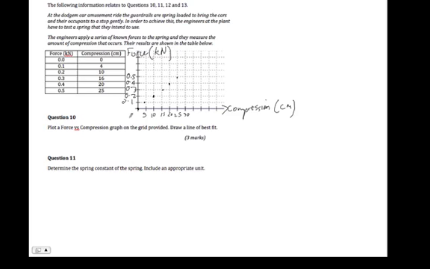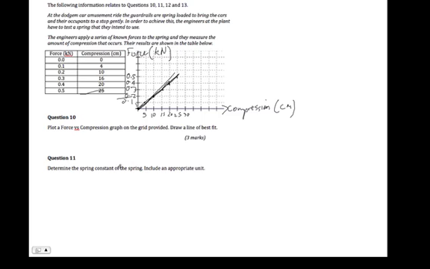Okay, plot force of compression graph on the grid provided, draw a line of best fit. This will be good. This could be anything. Yeah, alright. Well, luckily for you, the points are very, very close to all lining up. So, the line of best fit just goes through them.